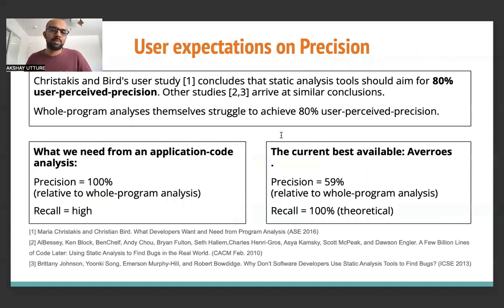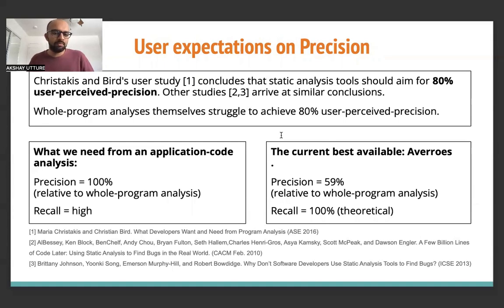But let's look at what user expectations on precision are. Christakis and Bird conducted a developer study on user experiences with static analysis tools, and they concluded that these tools should aim for 80% user perceived precision. That means the user should perceive less than 20% of the errors as false positives. But the whole program analyses themselves struggle to achieve 80% user perceived precision. So an application code analysis needs to strive for 100% precision relative to the whole program analysis. Because if it doesn't, then it's definitely not going to meet the user expectation in precision.